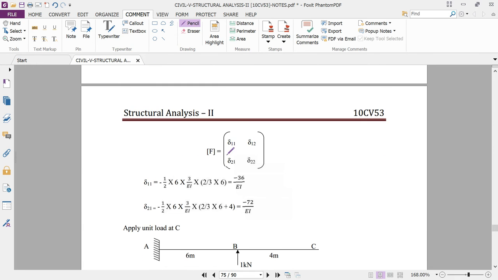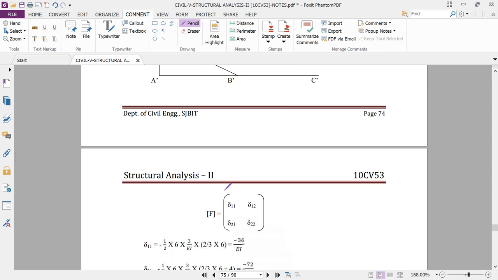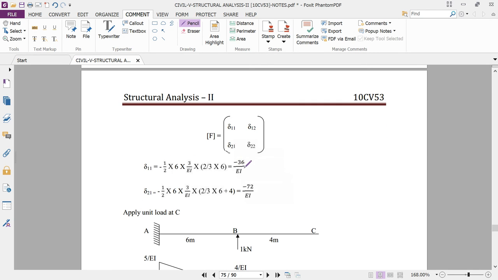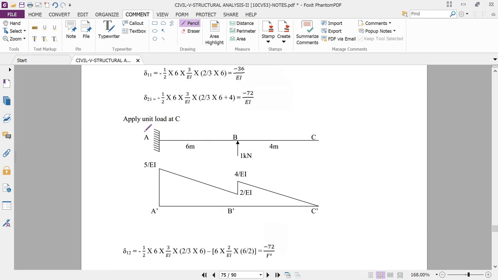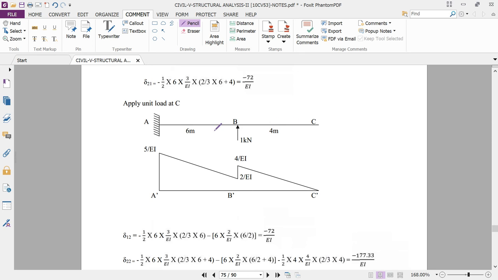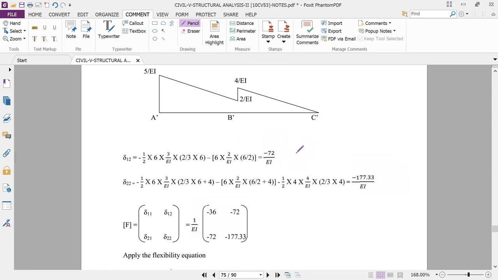Second, the F matrix is equal to delta 11, delta 12, delta 21 and delta 22. Delta 11 is from this particular diagram, half into base into height, 3 by EI into 2/3 into 6 we have to consider, which is equal to minus 36 by EI. Delta 21 is half into base into height into 2/3 into 6 into 6 plus 4, which is minus 72 by EI. Now apply the unit load at C. First we apply the unit load at B, then the unit load at C. The diagram will be like this, and because of that we calculate delta 12 and delta 22 like this.